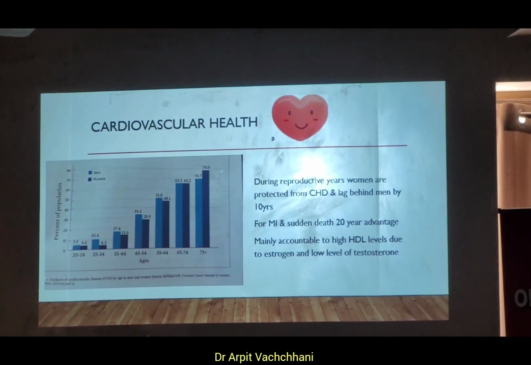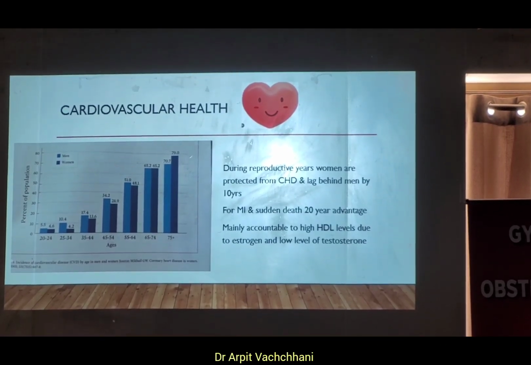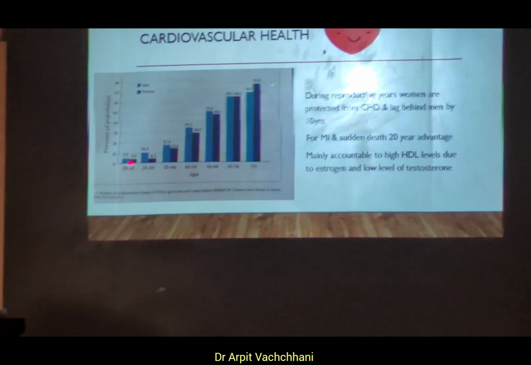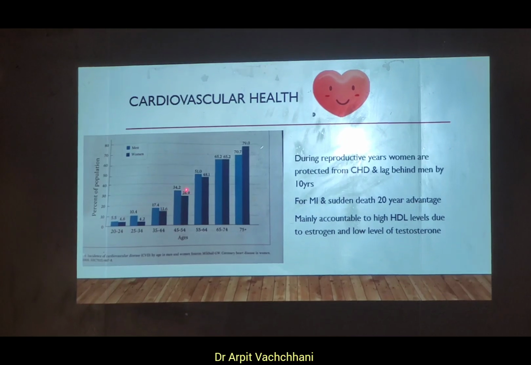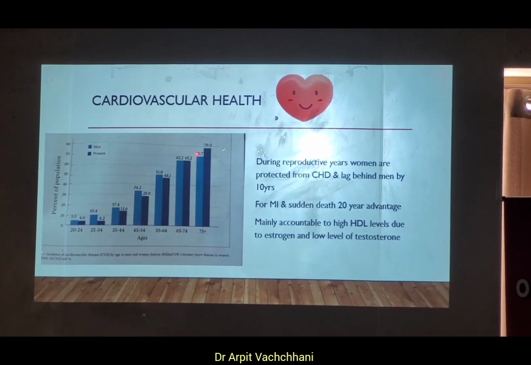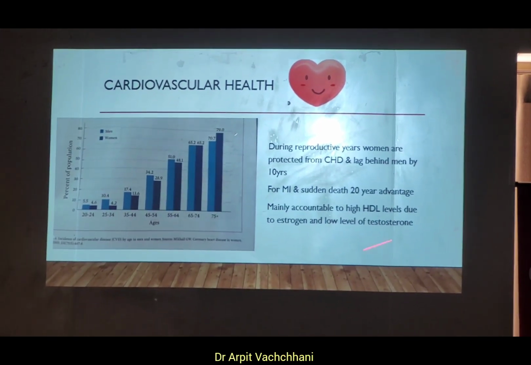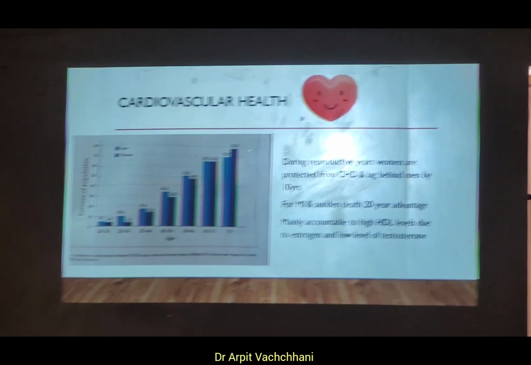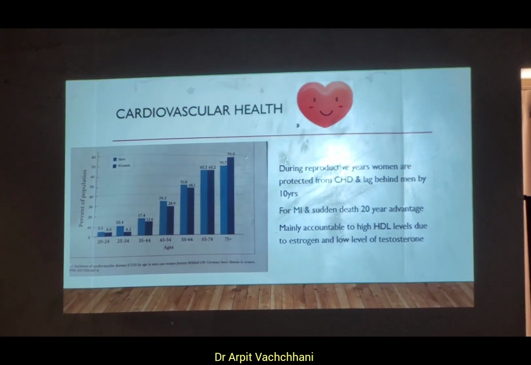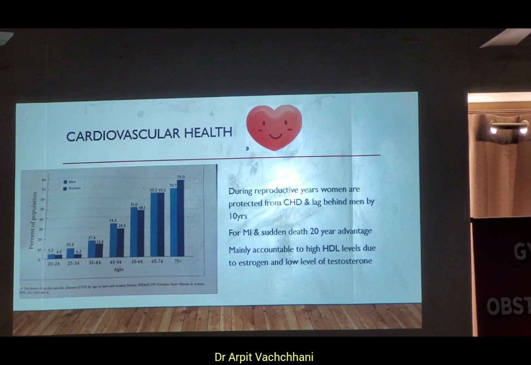So now we come to cardiovascular health. During reproductive years, women are protected from cardiovascular diseases and lag behind men by 10 years. If you see on this chart, this is the incidence in females and this is in males. By the age of 54, the incidence gradually starts increasing, and between the ages of 65 to 74, the rate is almost the same, and after 75, females are at higher risk of cardiovascular diseases as compared to males. For MI and sudden death, females have a 20-year advantage before menopause, and this is mainly due to high HDL levels, due to high estrogen and low levels of testosterone.